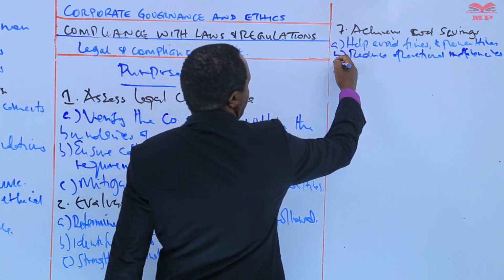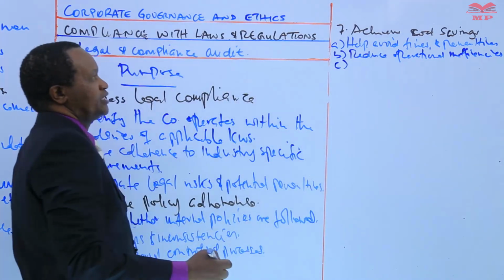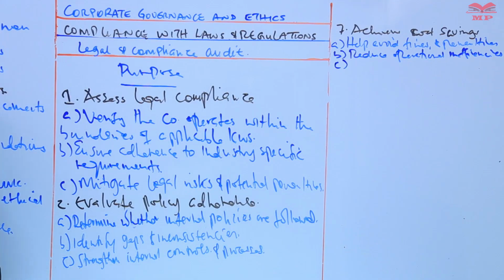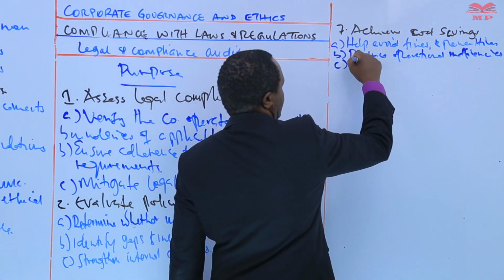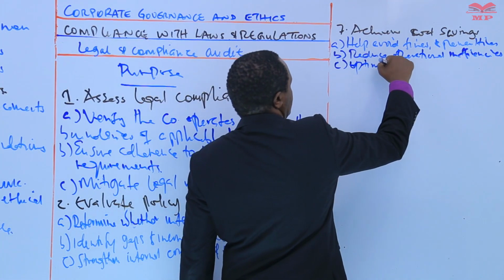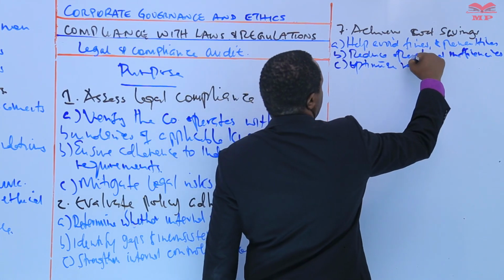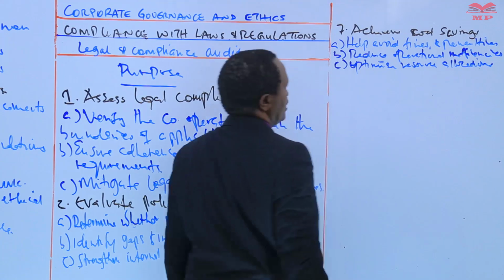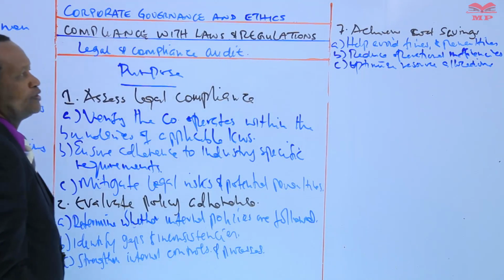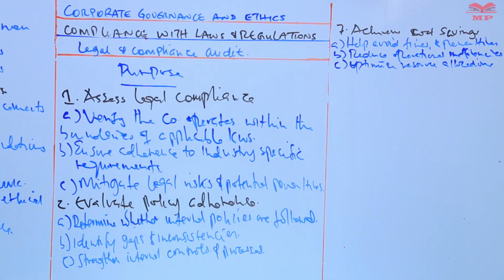Then another way through which the company can achieve cost savings is by optimizing resource allocation. It can help optimize resource allocation. Legal and compliance audits can help optimize resource allocation and improve the overall performance.